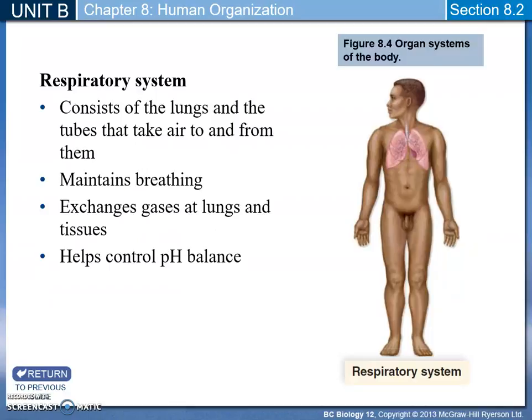Then we move on to the respiratory system, and this consists of the lungs and the tubes that take air to and from them. So it maintains breathing and exchanges gases at the lungs and tissues. It also helps control the pH balance, which, as we know, is extremely important for proper enzyme function.